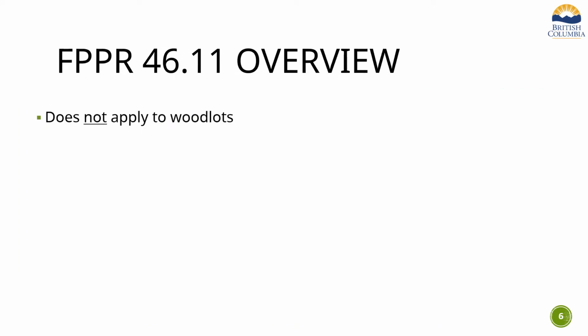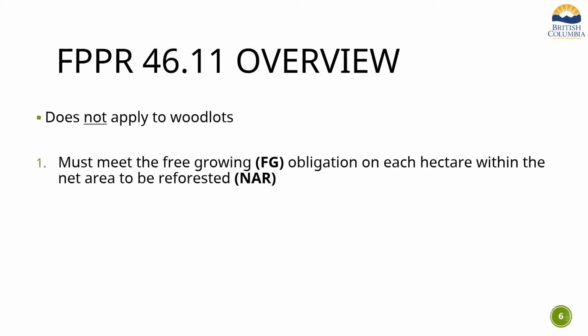So let's do a quick review of the Forest Practices and Planning Regulation, Section 46.11. First, I need to warn woodlot licensees that this presentation does not apply for them. Woodlots fall under the Woodlot License Planning and Practices Regulation, and there's no comparable wording. So there are 2 sections to FPPR 46.11. The first section requires you to meet the free-growing obligation on each hectare.